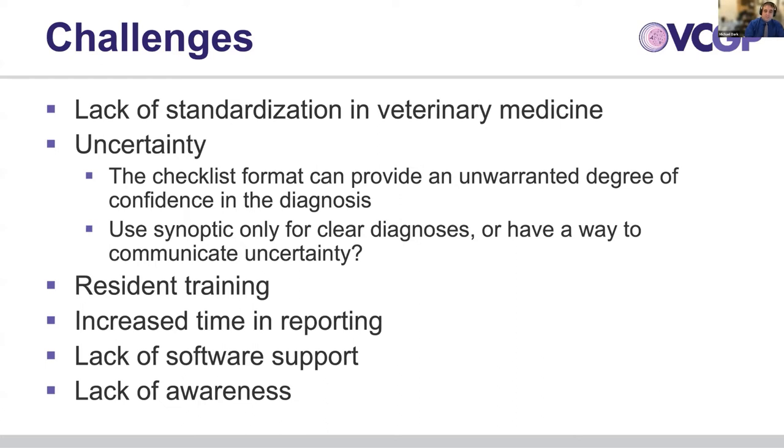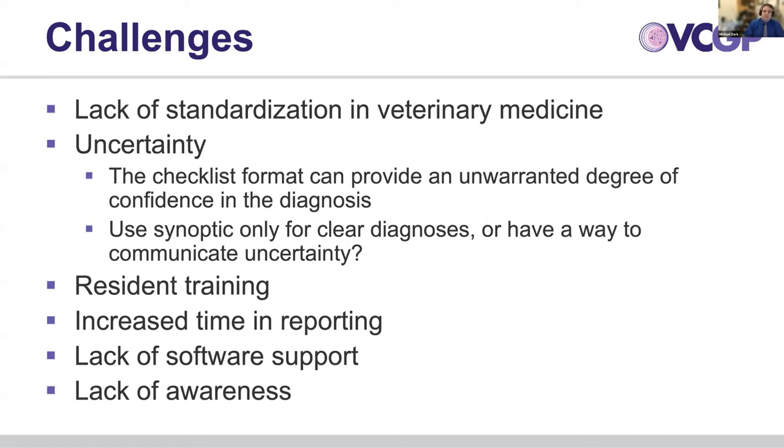So there's a lot of ways around that. Do we use synoptic reports only when we are confident in our diagnosis? Which brings up the question, how confident do you have to be? Are 90%, 95%? Do you have no question in your mind that this is absolutely this tumor? Or do we add in a way to communicate uncertainty? So we use the synoptic format when there's a likelihood it's this kind of tumor, but then we have something that says, probably, or maybe.